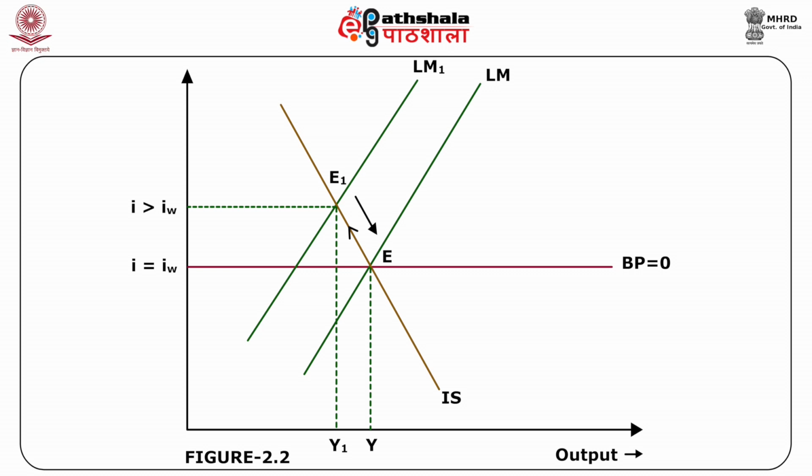At E1, the domestic rate of interest is higher than the world rate, so there will be capital inflow. This will further create pressures for appreciation of the domestic currency. But since the economy is under a fixed exchange rate regime, the central bank will intervene and buy foreign exchange, leading to an increase in the domestic money supply.